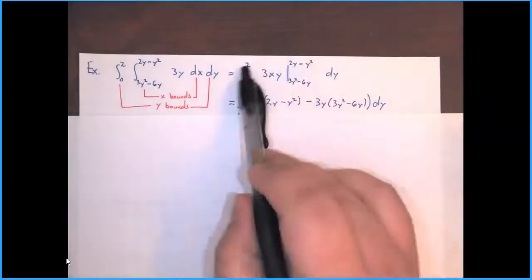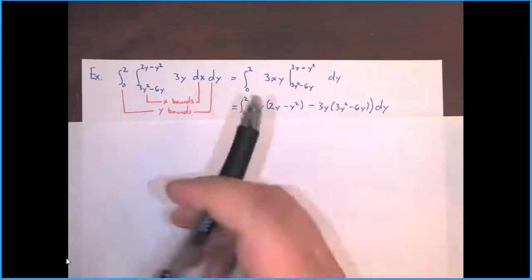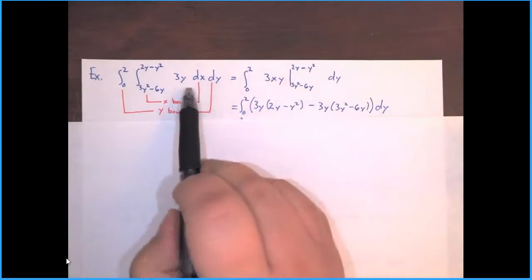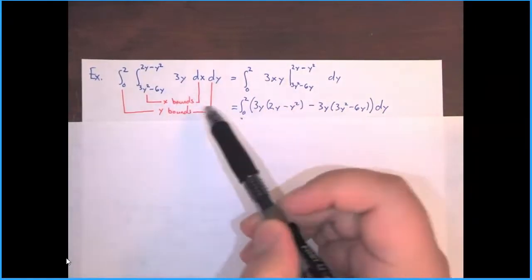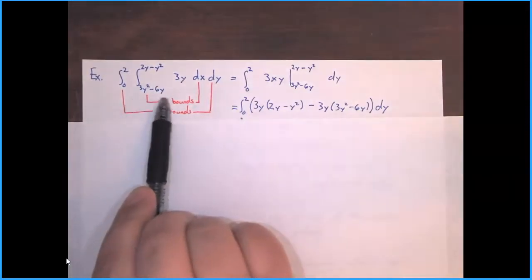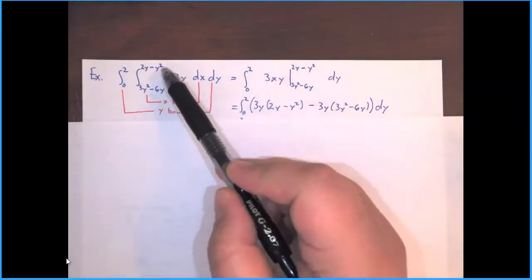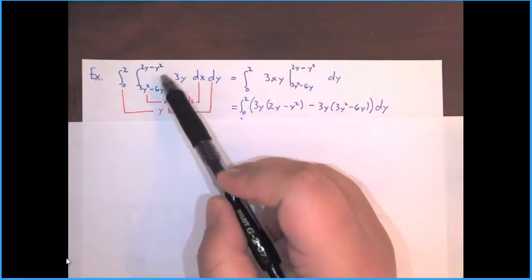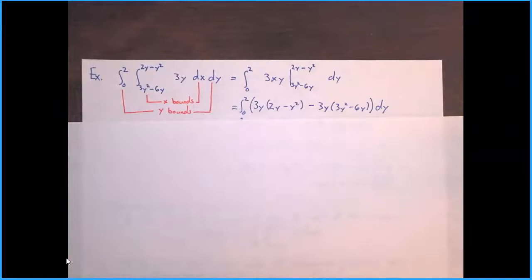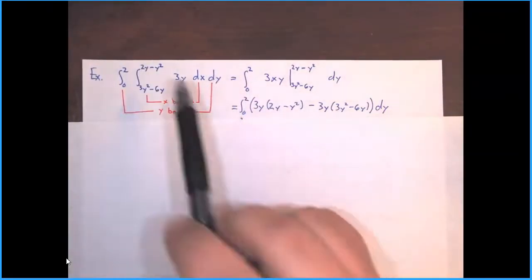So first, ignore all of this for a second. This is the example that I'm giving you. It's an integral that's already set up. I want to integrate the function 3y, and the x bounds that I have, I'm going from a function of y, 3y squared minus 6y, to another function of y, 2y minus y squared. So these are two curves that are bounds for the region I'm integrating over. Okay? And then my y bounds, I'm just going from 0 to 2.